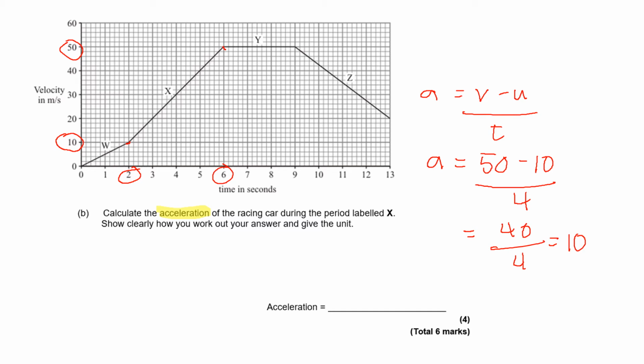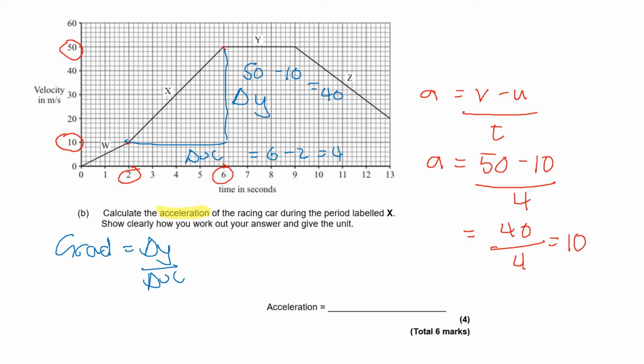Or if we want to, we could use the gradient of the graph instead. So I could draw a nice big triangle. Remember, do exactly the same as you do in your maths lessons: the biggest triangle you can manage, and then we're going to do change in y divided by change in x. Of course, it's going to give us the same answer. The change in y is from 50 to 10, so 50 minus 10 equals 40, and the change in x is 6 minus 2 equals 4. The gradient is the change in y divided by the change in x. So we've got 40 divided by 4, which still equals 10, and we mustn't forget the units, meters per second squared.